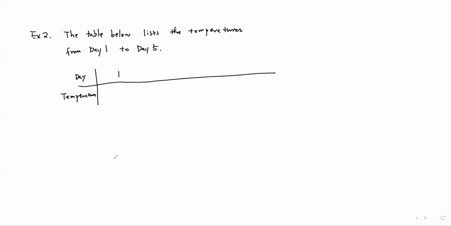In the first day, say the temperature on average is 52 degrees. Day 2, 55 degrees. Day 3, 58 degrees. Day 4, 53 degrees. Day 5, 49 degrees. Okay, now the question is 5 and 9.